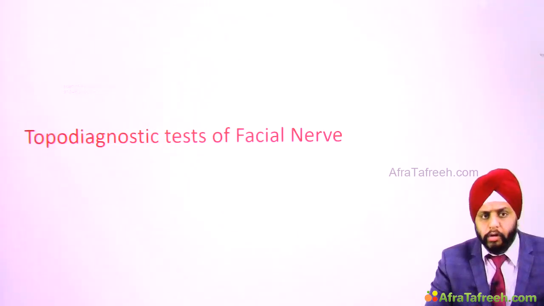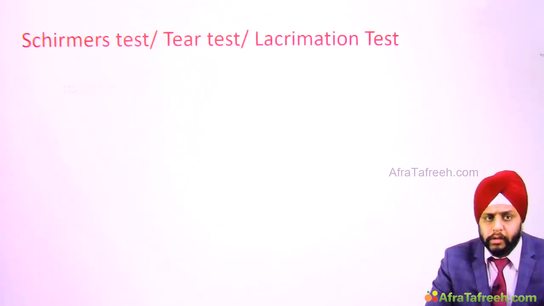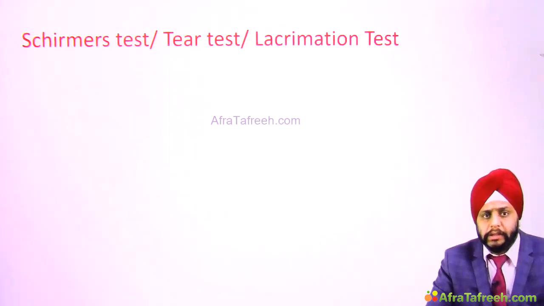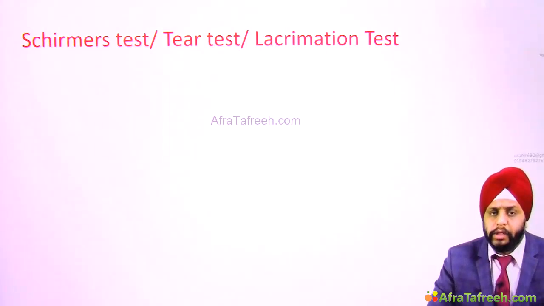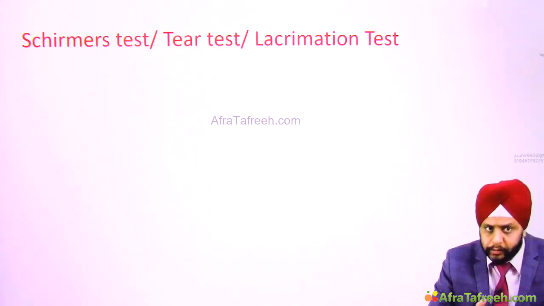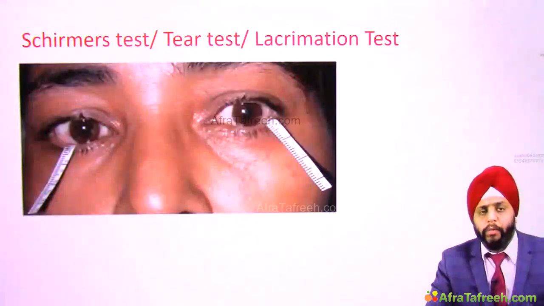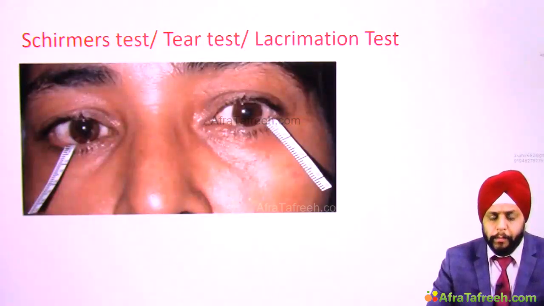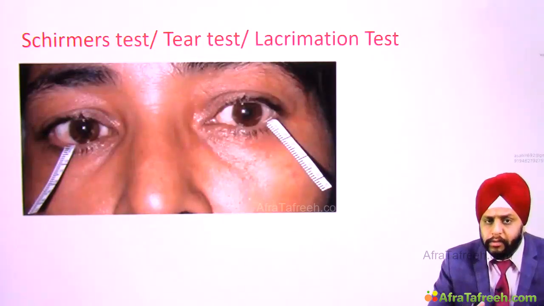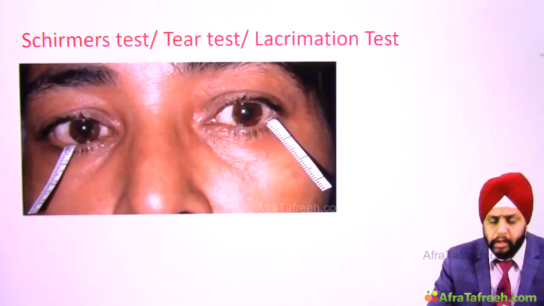All right, so which is the first topodiagnostic test? The first topodiagnostic test is the Schirmer's test, also known as tear test or lacrimation test. Okay, now what do we do in this test? We put two blotting papers in the inferior fornix of the eye, and then we keep them for 5 minutes and we measure the wetting or the lacrimation. Because of that, there is wetting in the blotting papers. Okay, so this is known as Schirmer's test.